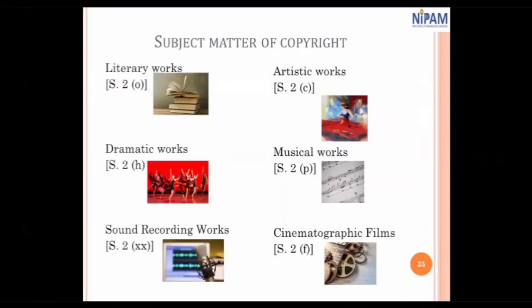Now, basically, these are the copyright categories. For literary work, we have section 2O. Section 2C is for artistic works. Section 2H is for dramatic works. Section 2P is for musical works. Section 2XX is for sound recording works. And cinematographic films are under section 2F. So you can see various aspects of creation or artistic works are covered under the Copyright Act.